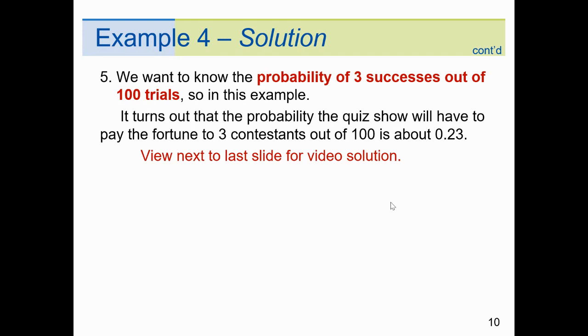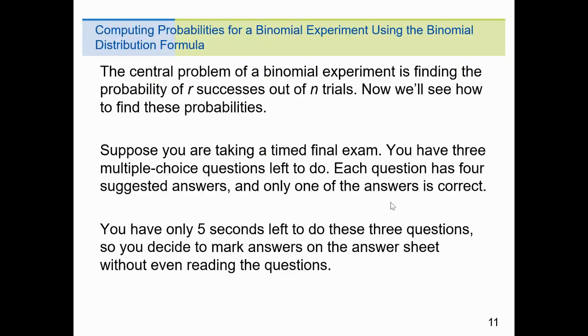We want to know the probability of 3 successes out of 100 trials. So in this example, it turns out that the probability the quiz show will have to pay the fortune, the 50 grand, to 3 contestants out of 100 is about 0.23. On my last slide, I'll show you how the answer comes out to be 0.23.